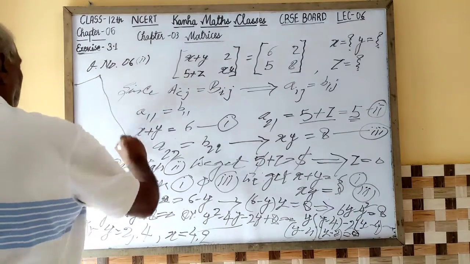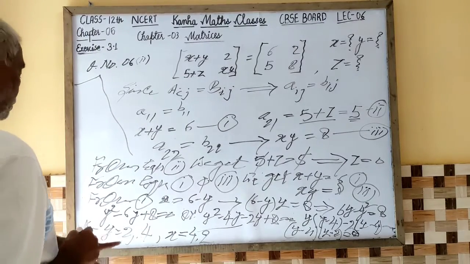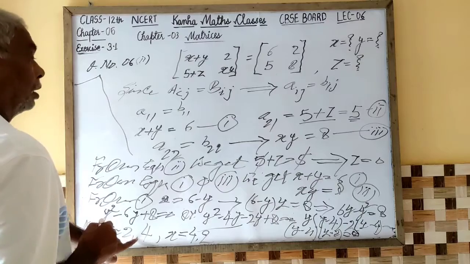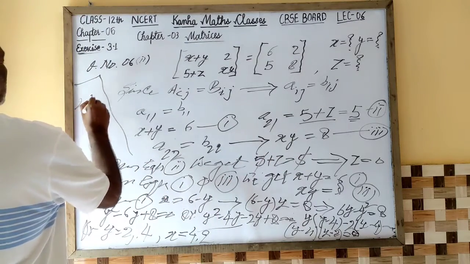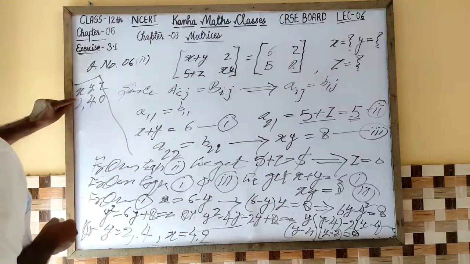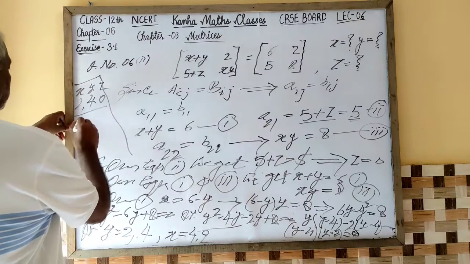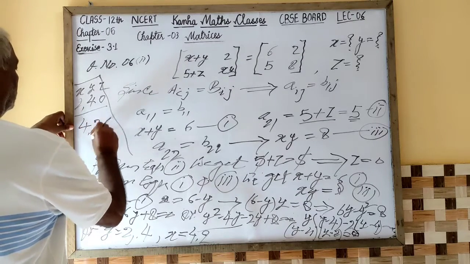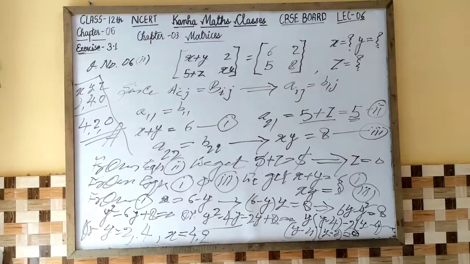Hence, here we take the two solutions: x, y and z. If x is equal to 2, y will be 4 and z is 0, and the second option is x is 4, y is 2, z is 0. This is the answer of question number 6 part 2.